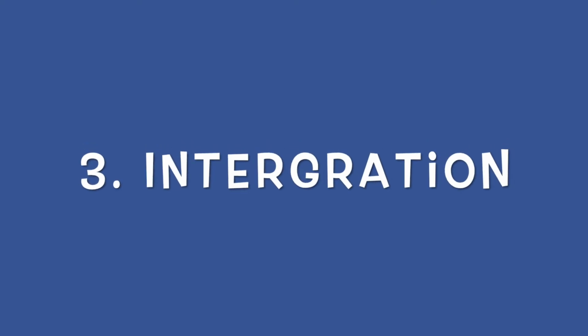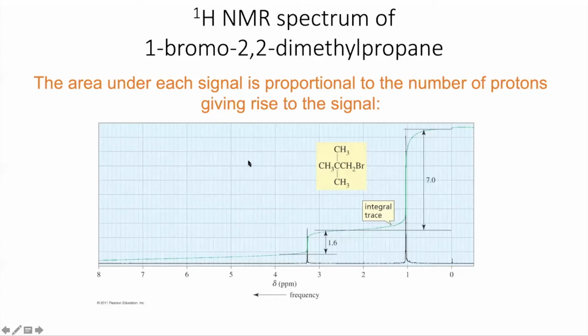Because we've already talked about the number of different protons in a molecule and we've talked about chemical shift, the next thing in line is integration. So the third thing that we have to consider when we're interpreting a proton NMR spectrum is the area under the curve. The area under the curve is the integration, and it gives us an idea of how many protons are responsible for that signal.